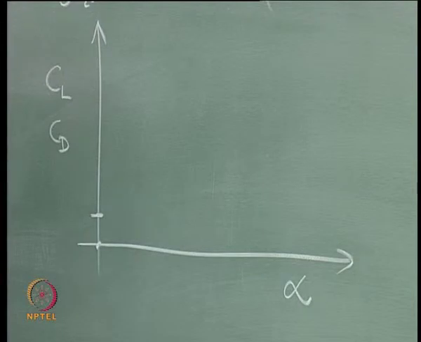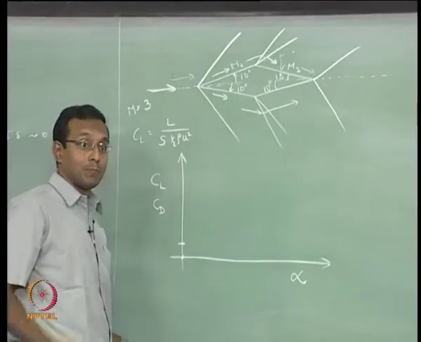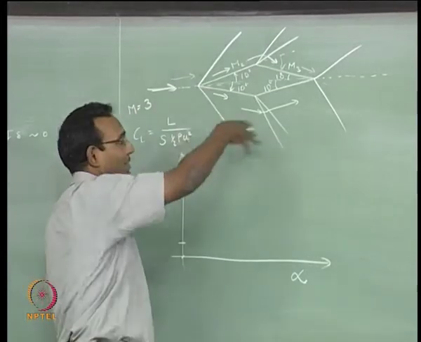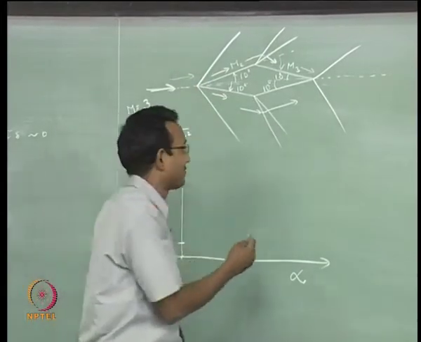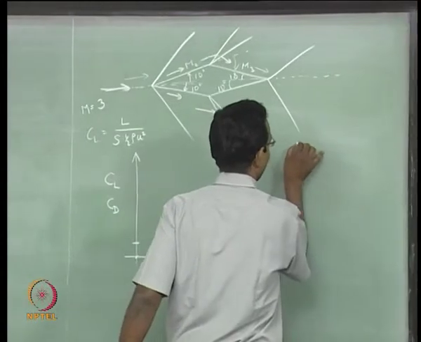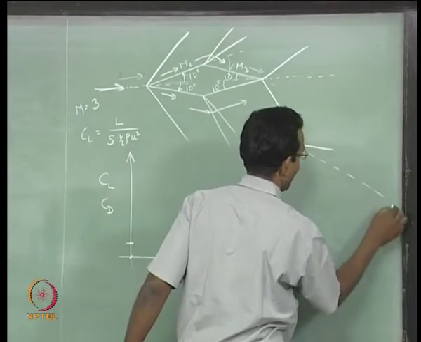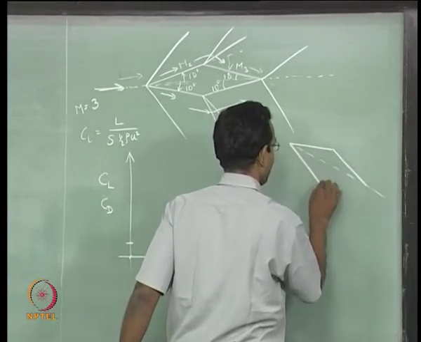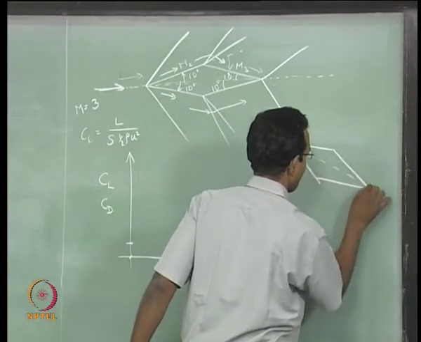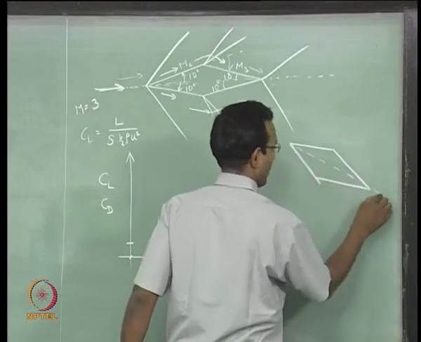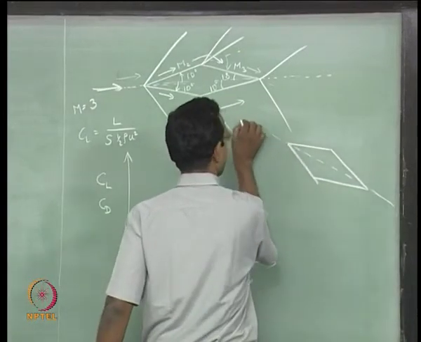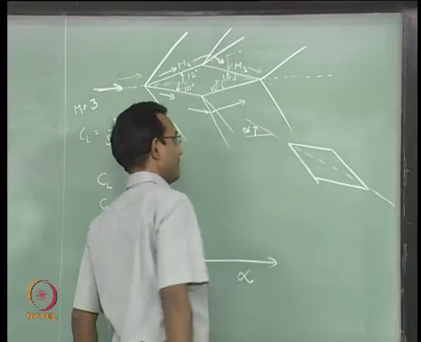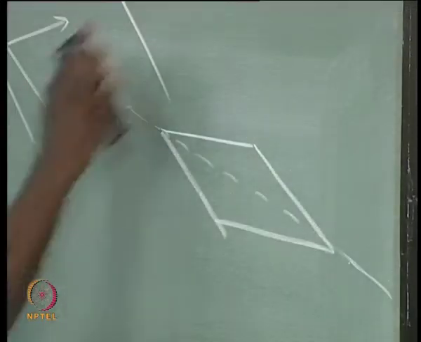Let us draw another picture. The power of this shock expansion theory is, now I can just keep drawing this picture for every angle of attack. Let us draw for some arbitrary angle of attack. I will draw this as my angle of attack line, and it is still the same 10 degree wedge I am using, and I am going to call this angle alpha.